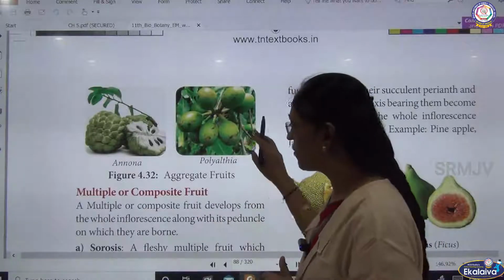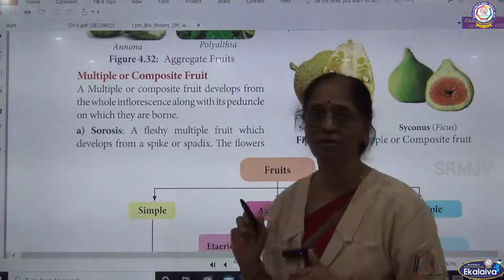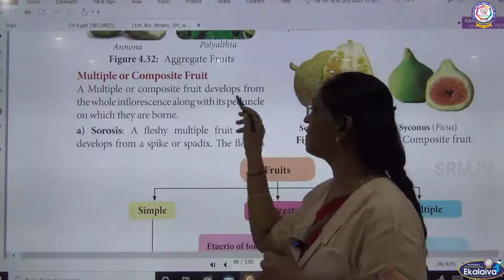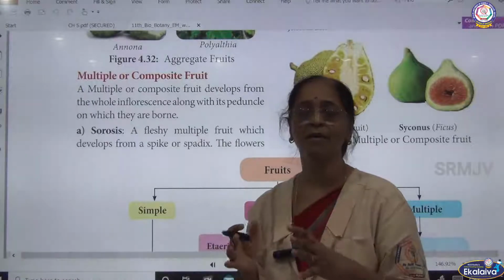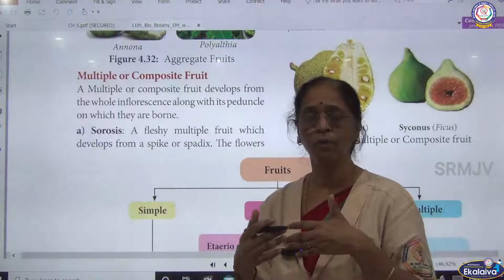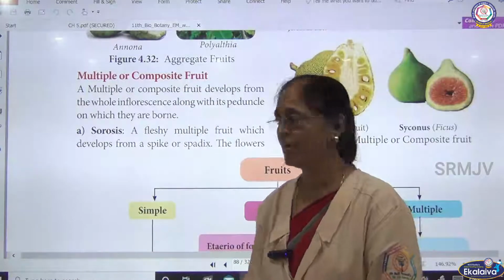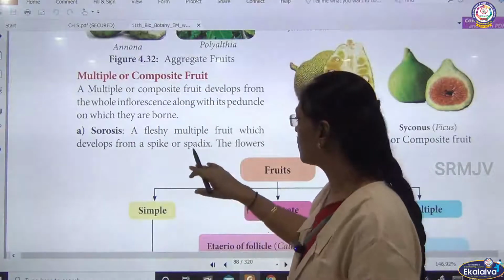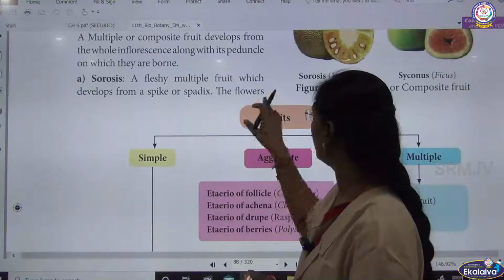And the last one is what we call the multiple or composite fruit. A multiple or composite fruit is what? It is the one which develops from the whole inflorescence, a group of flowers. If the whole inflorescence becomes a fruit, then you call it a multiple fruit. Examples: roses or the jackfruit you will also find here.